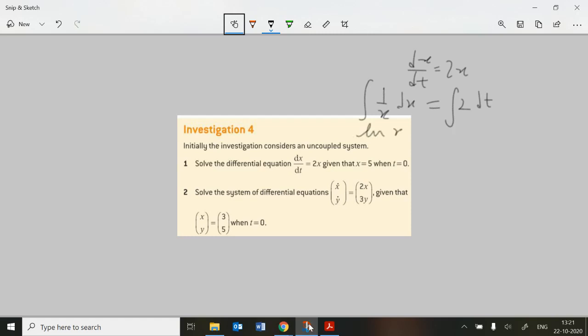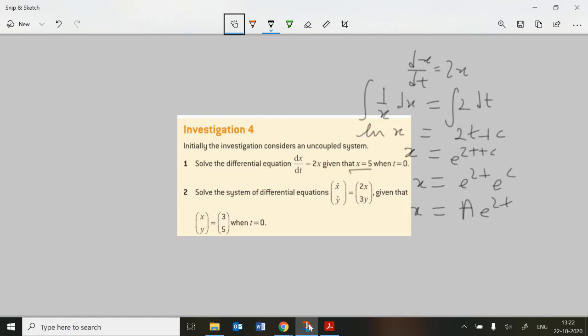So now this is log of x, and this is 2t plus c. Okay, and if we take e to the power of both sides, we're getting our x is equal to e to the power of 2t plus c. But this can be split up into e to the 2t and e to the c. And of course, e to the c can be written as another constant. So I will put a e to the 2t there. That is pretty basic stuff.